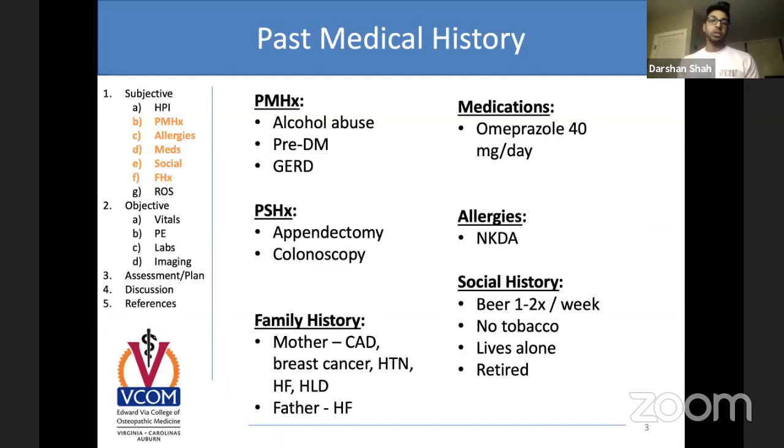Okay, so past medical history for this gentleman. Alcohol abuse, he's pre-diabetic, and GERD, right? So acid reflux. Past surgical history, appendectomy, colonoscopy. Family history, mother had coronary artery disease, breast cancer, hypertension, heart failure, hyperlipidemia. Father had heart failure. Medications, omeprazole, so that's a proton pump inhibitor. Guys, you will see this on every patient. And if I can urge you guys to do one thing when you go into the healthcare field, make sure that these patients actually need it.